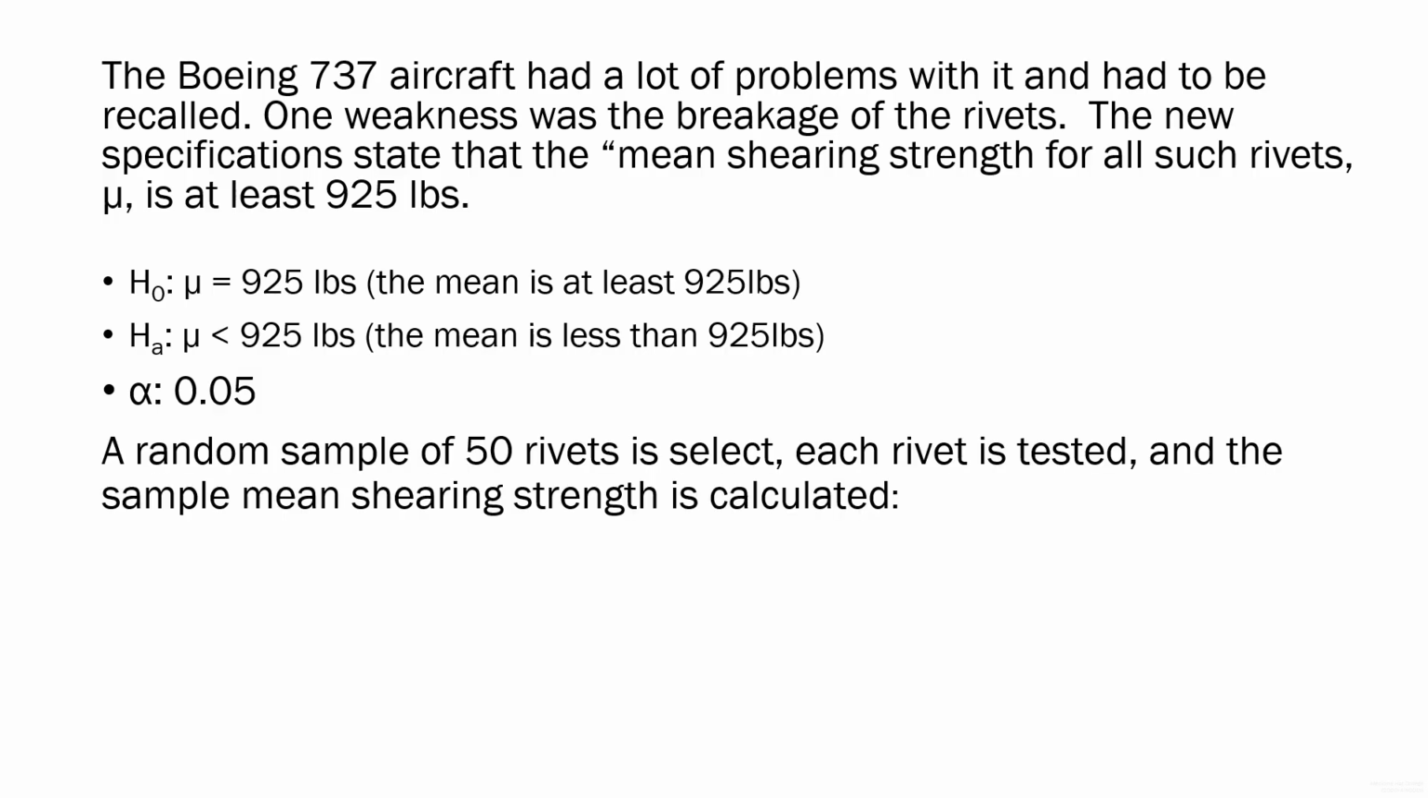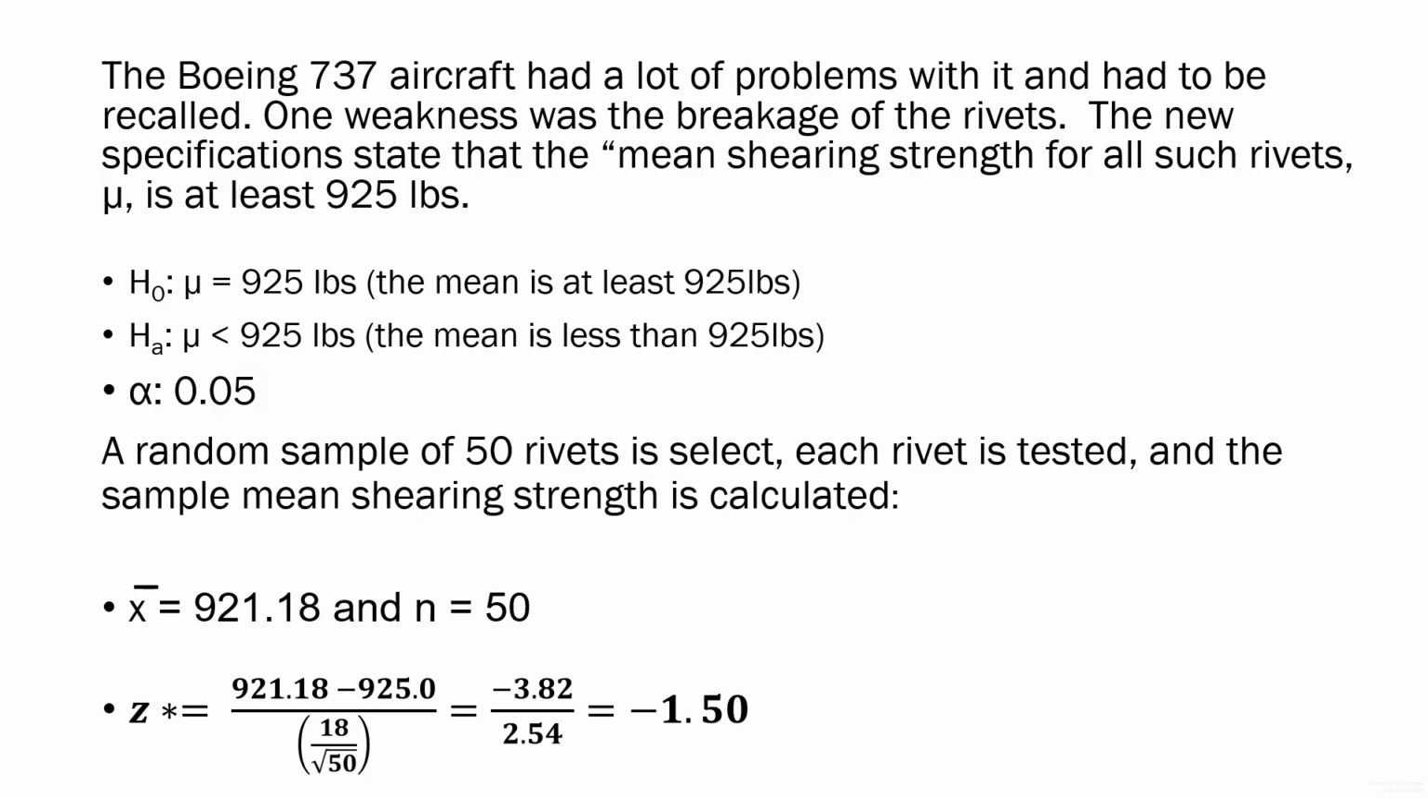So a random sample of 50 rivets is selected, so n equals 50, and each rivet is tested, and the sample mean shearing strength is calculated. So we've got an X bar of 921.18 and an n of 50, and we can do the one mean Z test to get a test statistic so that we can then decide whether we are going to reject or fail to reject this.